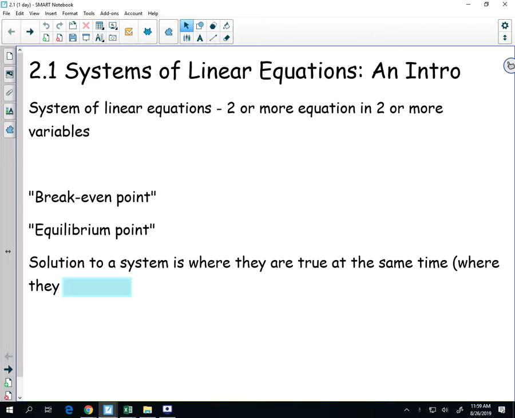Okay, so we're jumping back to chapter 2 for a minute to talk about systems of equations, which I feel like we've done already, but a couple things that we didn't talk about were other ways that we can have solutions. Remember that a system of linear equations is two or more equations in two or more variables. We talk about that meeting point, like the break even point, where we're talking about cost and revenue, the equilibrium point, where does it balance out? And remember that a solution to a system is where they're true at the same time, or where they intersect if we talk about graphing.